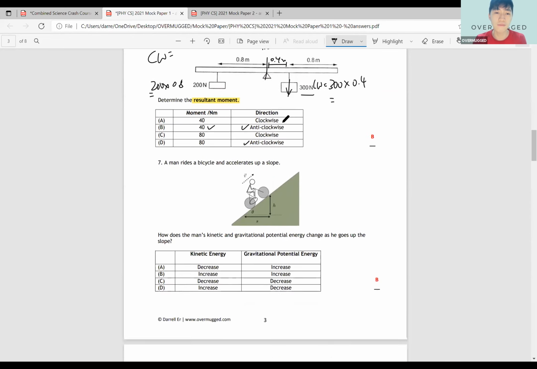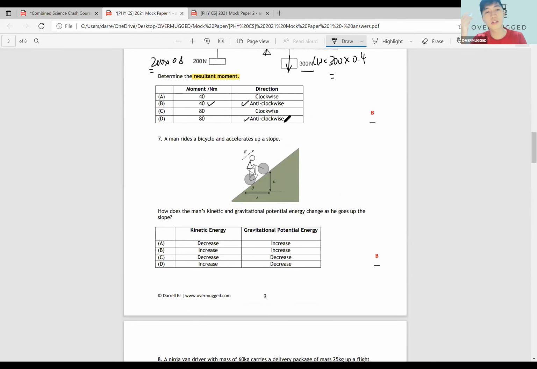Question 7 is a trick question. Why? Normally when you see this question, if you do enough papers and you don't read the question carefully, you will think that if I'm going up the slope, my KE is being converted to GPE. Then you're like, oh, I got the answer. The answer should be KE decrease, potential energy increase.